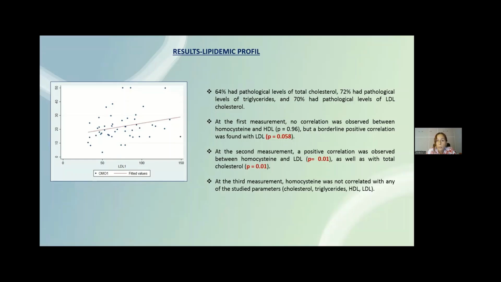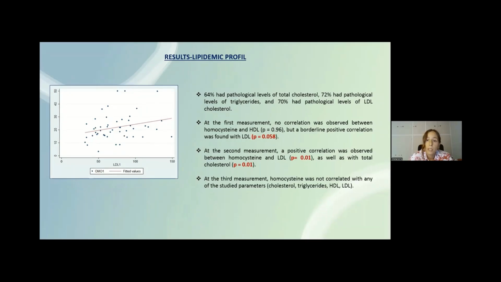And in the correlation of homocysteine with the lipid profile, 64% had pathological levels of total cholesterol, 72% had pathological levels of triglycerides, and 70% had pathological levels of LDL cholesterol. So in the first measurement, there was no correlation between homocysteine and HDL, and a borderline correlation with LDL. In the second measurement, there was a positive correlation between homocysteine and LDL, as well as with total cholesterol. And in the third measurement, there was no correlation of homocysteine with the studied parameters.